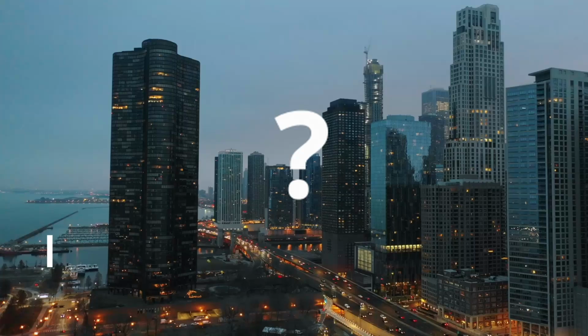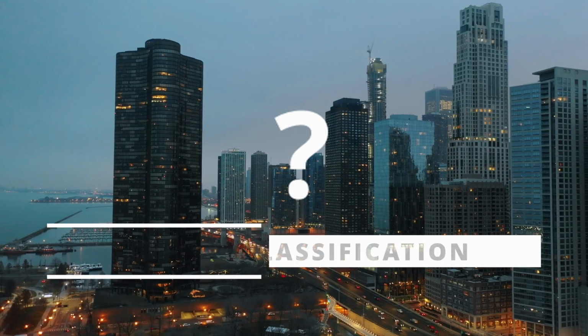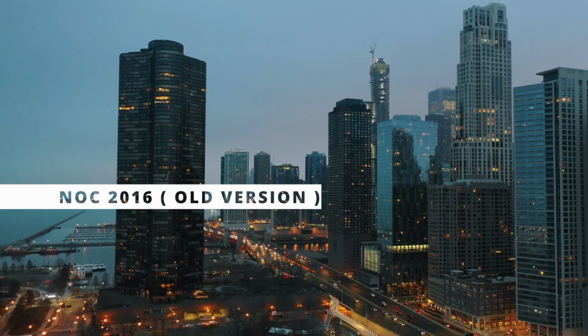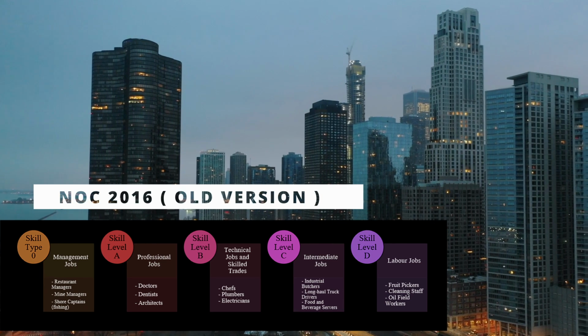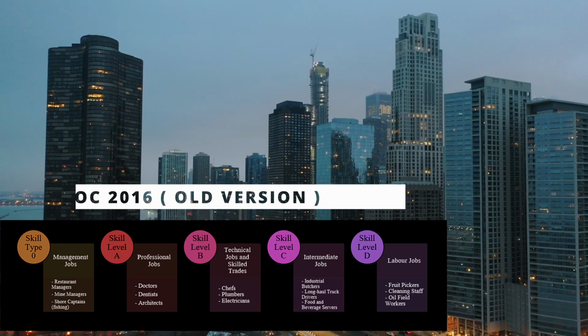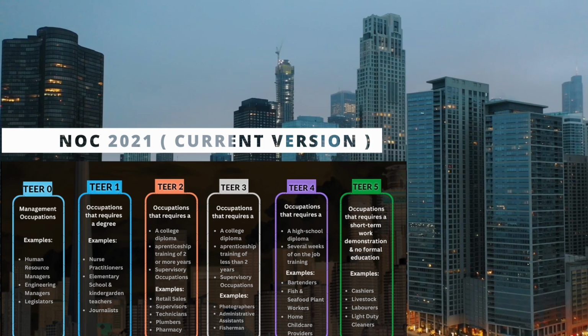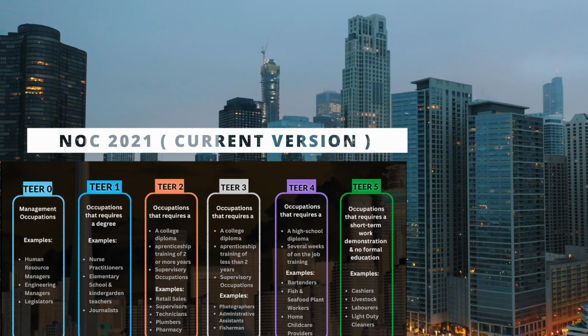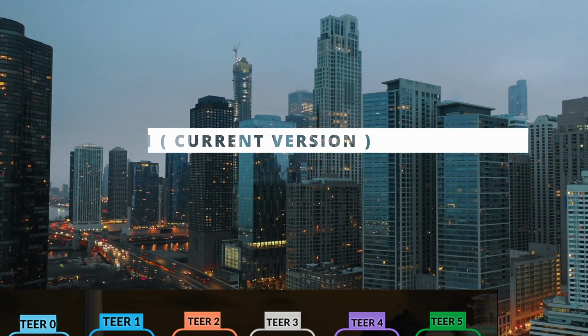So what is this new tier category classification and how is it different from the one before it? As we already know, we had 5 different skill type categories under the 2016 version of NOC code classification, which were skill types O, A, B, C, and D. Now, under the new 2021 version of the NOC code tier category classification, we have 6 different categories, which are 0, 1, 2, 3, 4, and 5.